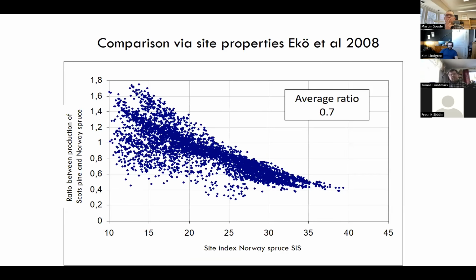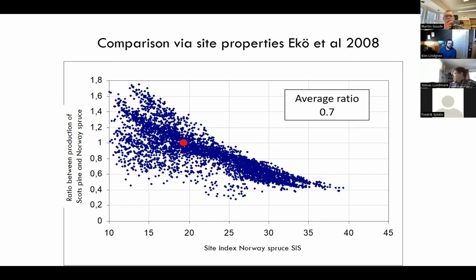And a similar study was done earlier by Eko in 2008. And basically the concept of the study was very similar. However, for their simulation, they used SIS, so site index estimated from site properties. And what we did, we used SIH, so site index estimated from top height. And that's one of the differences between these two studies.